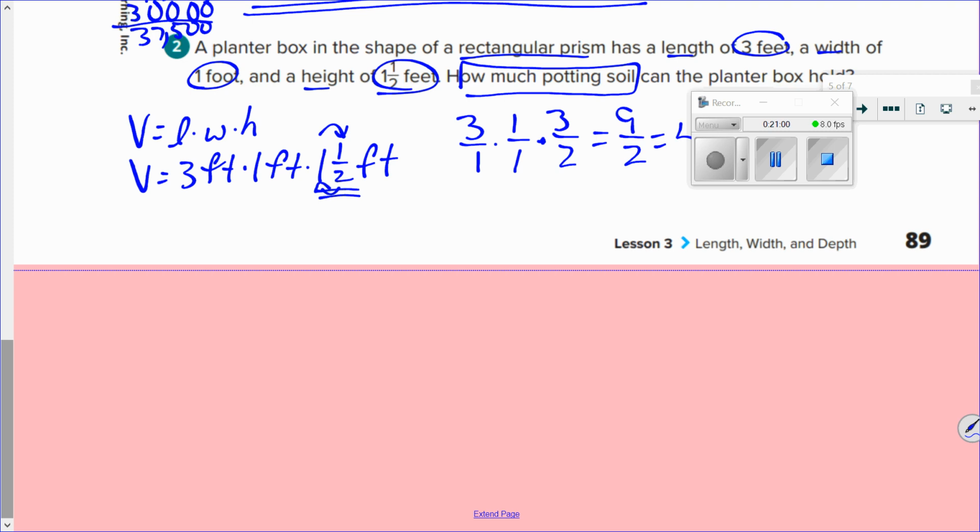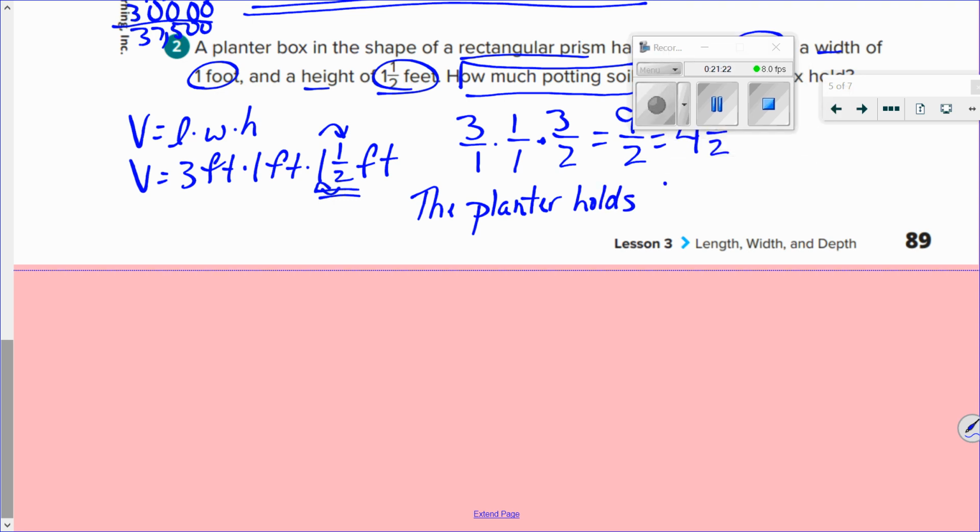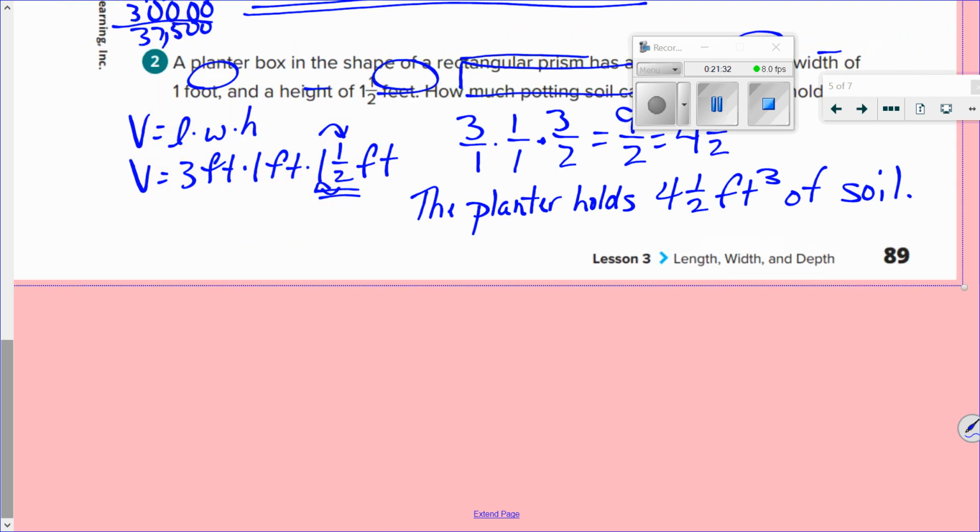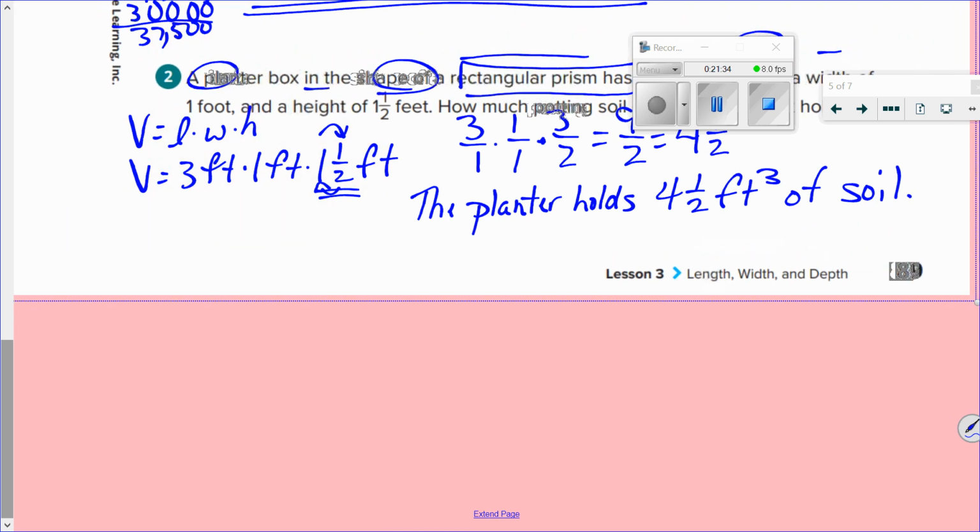So my answer needs to be a full sentence. Some of you guys still aren't doing that even on your tests. And I know we have talked about it every time we've done a word problem, have we not? Okay. So the planter holds 4.5. Do not forget your units. Cubic feet of soil. If you did not put your units down, you are wrong.